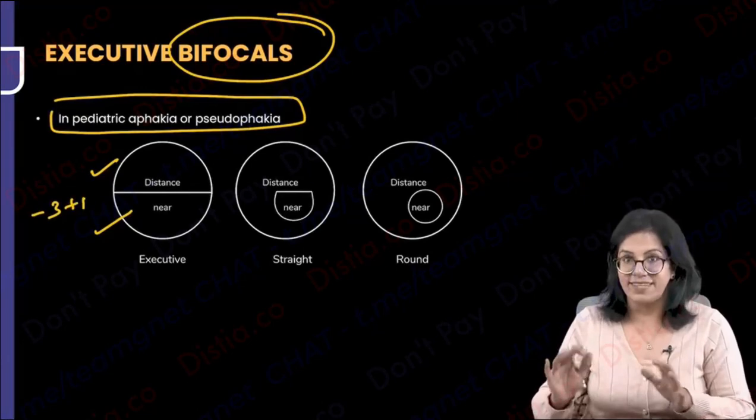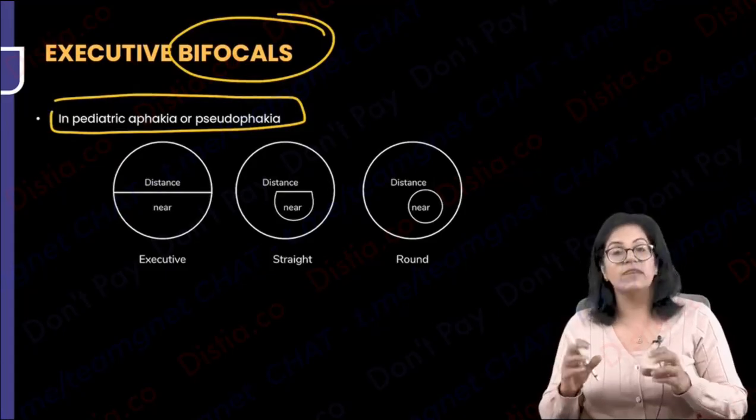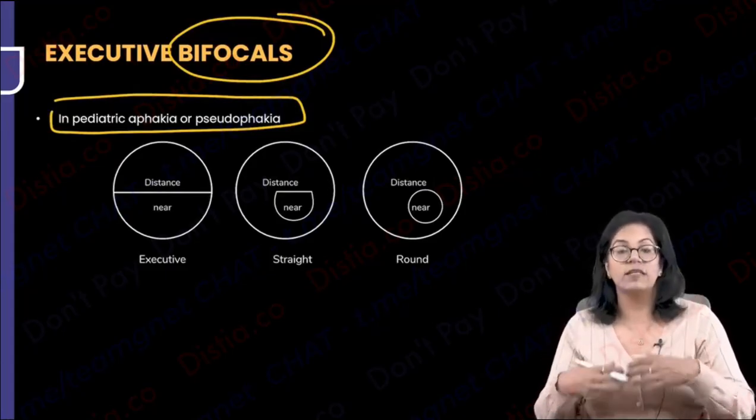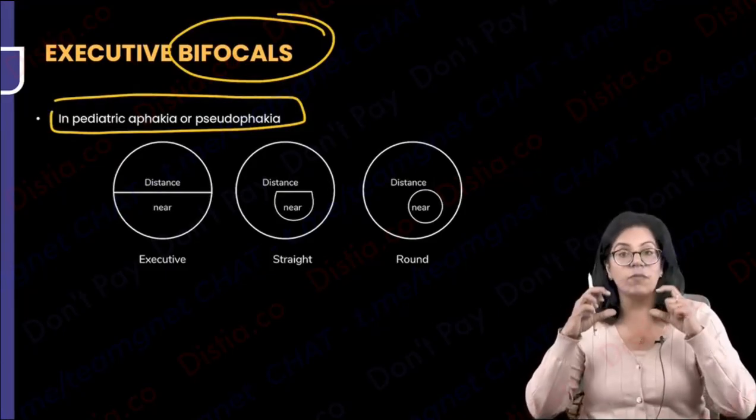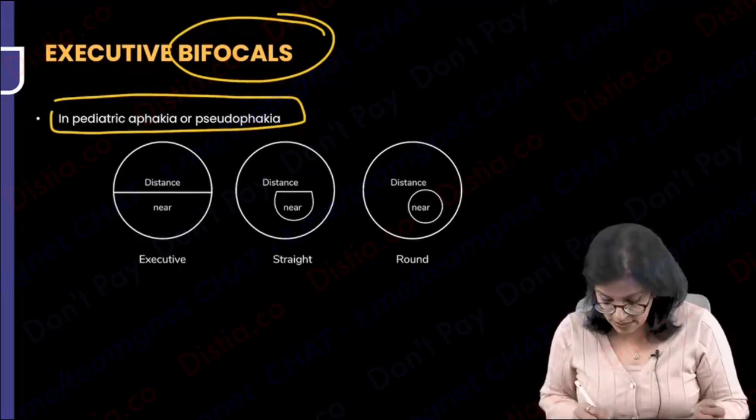Now this one is algebraic. So always remember, if suppose your far is +2 and the near is another +1, then in the lower side it will become +3, something like this. So near is added to the distance.